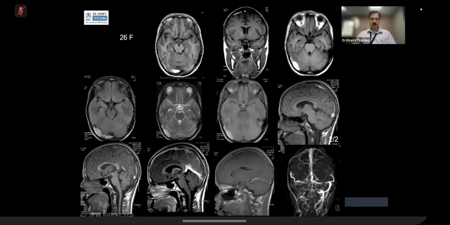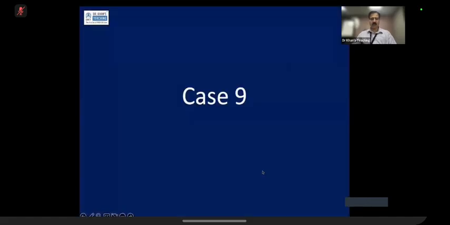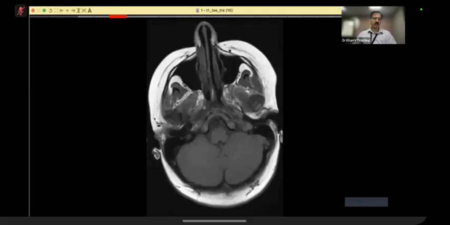And filling defect on this post-contrast. Key point to remember, it's not a must to go for an MRV study. You can diagnose venous sinus thrombosis on your usual sequences or usual post-contrast sequences. Of course, in this case, there were some MRV sequences which showed the same thing. Coming back to the case, let's go through the learning points in this case.